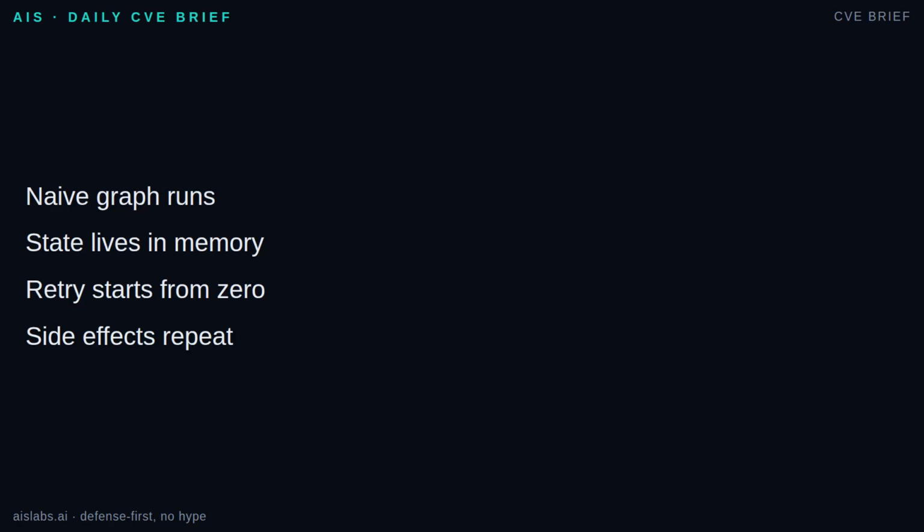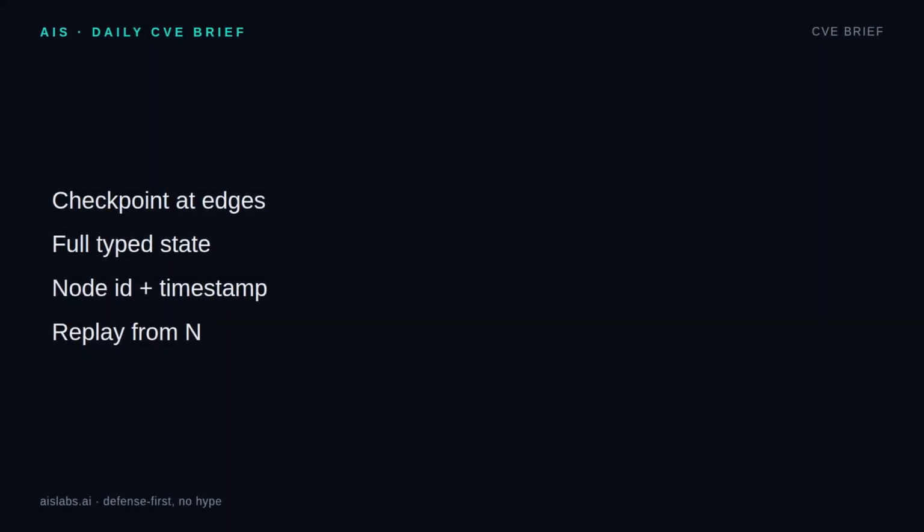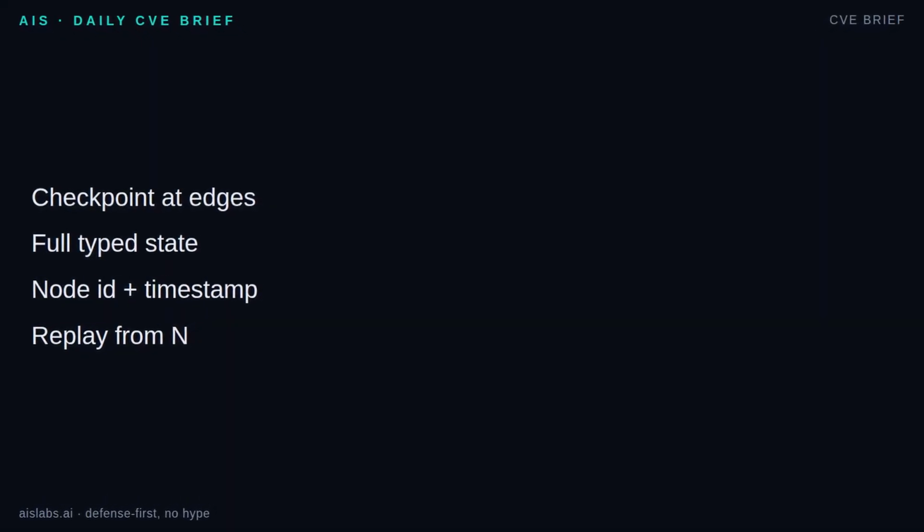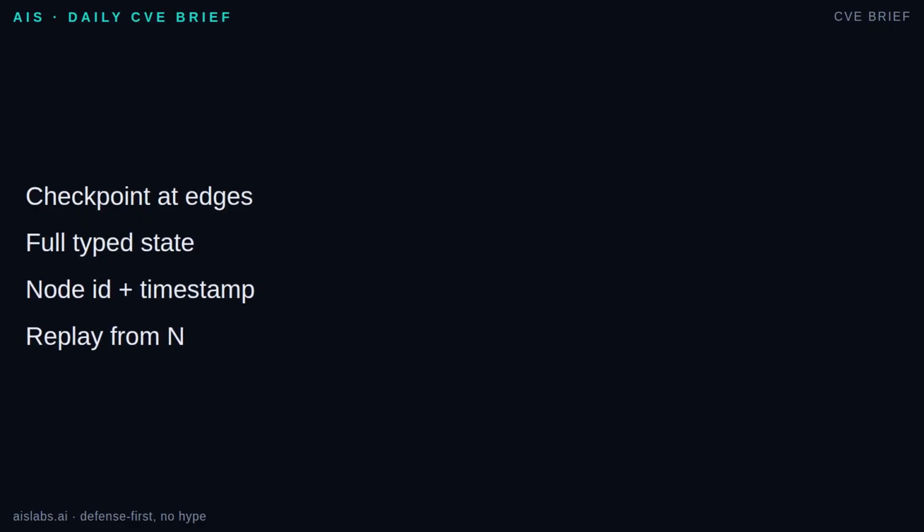Plain logs help, but logs are not replayable state. A log says, I summarized the source. A checkpoint says, here is the exact typed state the next node received. Durable execution starts when you treat that difference as operational, not cosmetic. The pattern is checkpoint at edges. At every node boundary, store a snapshot containing the full typed state, the node identifier, the timestamp, and a checkpoint identifier. I prefer edge boundaries over random mid-node saves because they give you clean contracts. This is what entered the node, and this is what left it.